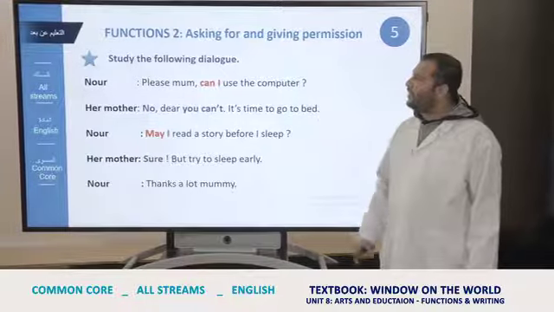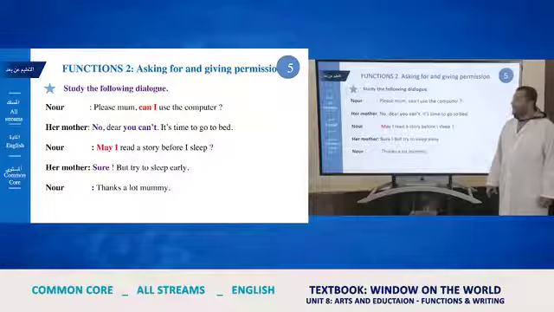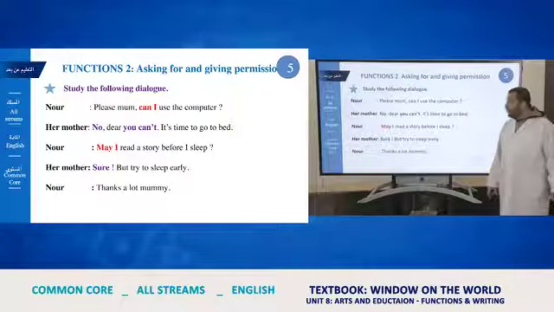Let's read the following dialogue. Noor: Please, ma'am, can I use the computer? Her mother: No, dear, you can't. It's time to go to bed. Noor: May I read a story before I sleep? Her mother: Sure, but try to sleep early. Noor: Thanks a lot, mommy.